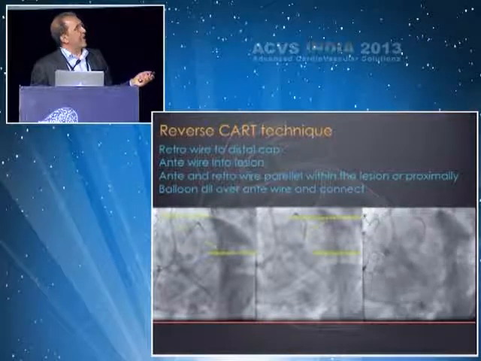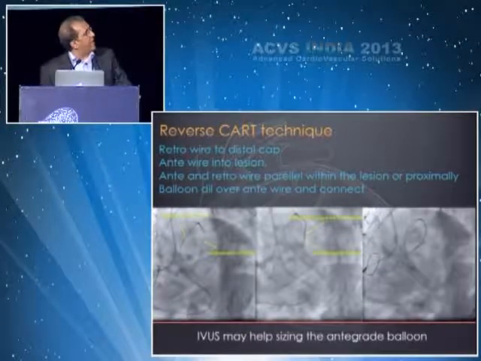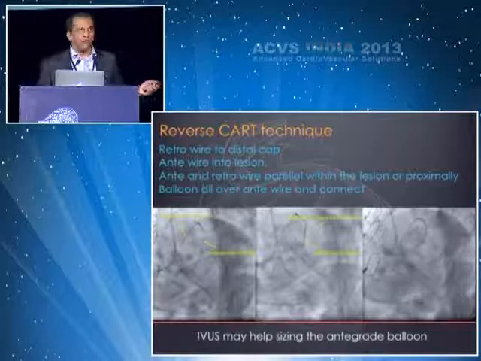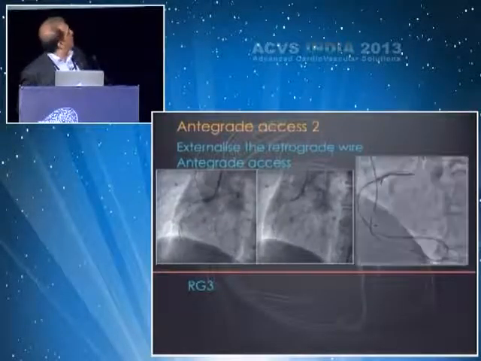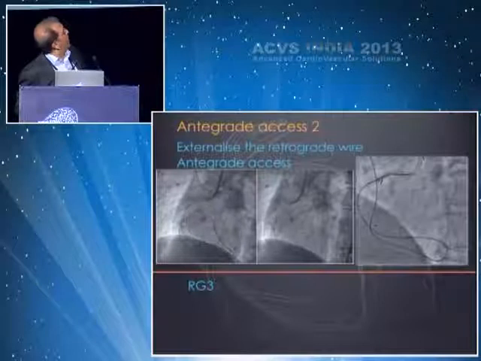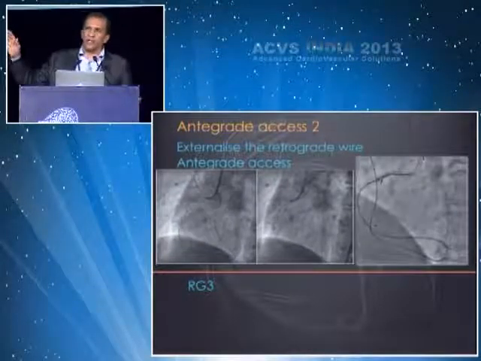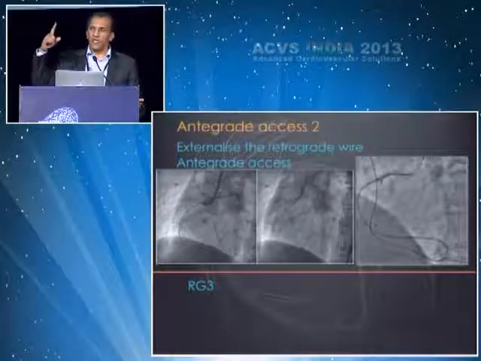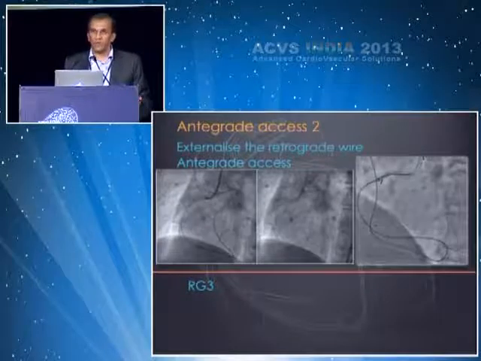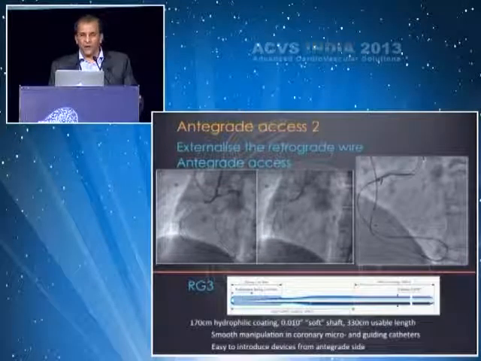The Corsair is advanced into this CTO, into the guiding catheter of the occluded artery. And it's simple then to proceed with that, you externalize this wire using an RG3 wire. So once the Corsair is in the guiding catheter of the occluded artery, you can exchange the wire for a 325 centimeter, 330 centimeter RG3 wire.